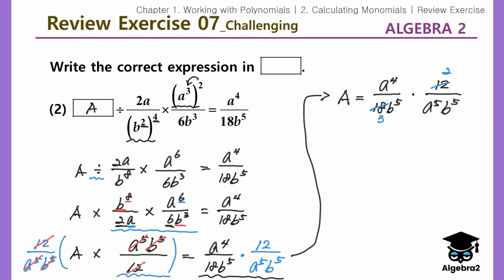Variable a4 here, a5 here. So 4 minus 5, a to the negative 1, that's 1 over a, right? So a4, a5 goes away, we only have 1 over a. B doesn't cancel out. It's just b to the 5 times b to the 5. So the expression a is equal to, we have number 3 and variable a, b to the 5 times b to the 5, that's b to the power of 10. And in the numerator, we only have 2. So the expression a is 2 over 3a b to the power of 10.